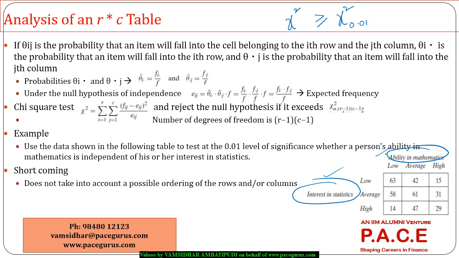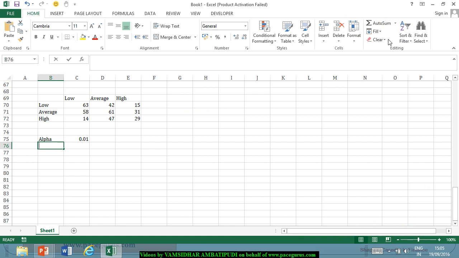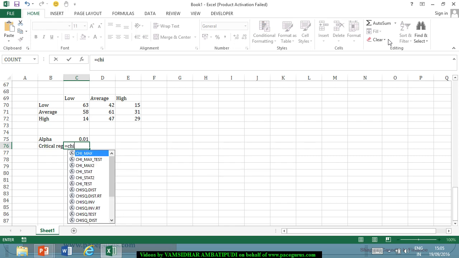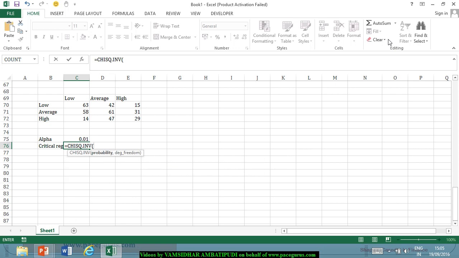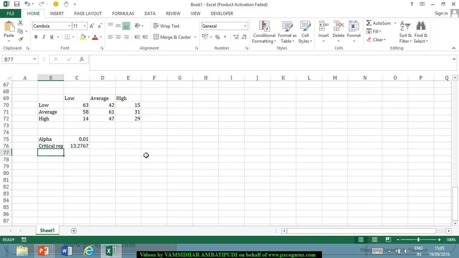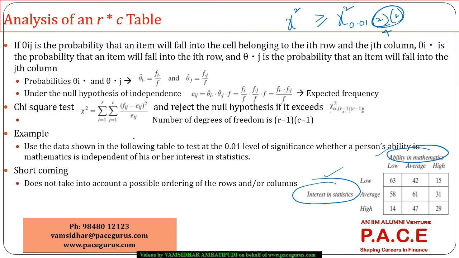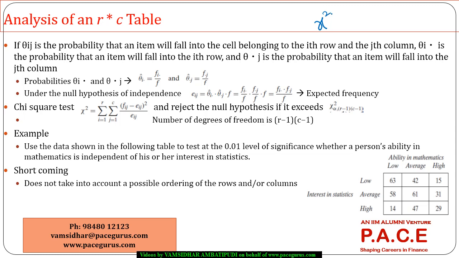The degrees of freedom is (3 minus 1) into (3 minus 1), so 4 degrees of freedom. So I can find out the critical region value, which is nothing but, I'll take the chi-squared inverse function, and because I require it at 0.01 in Excel, I'll take it as 0.99 with 4 degrees of freedom. Instead of dot I have to put it as comma. Okay, so 13.27 is the critical region value. So if the test statistic that I am computing is greater than or equal to 13.2767, then I am rejecting the null hypothesis.